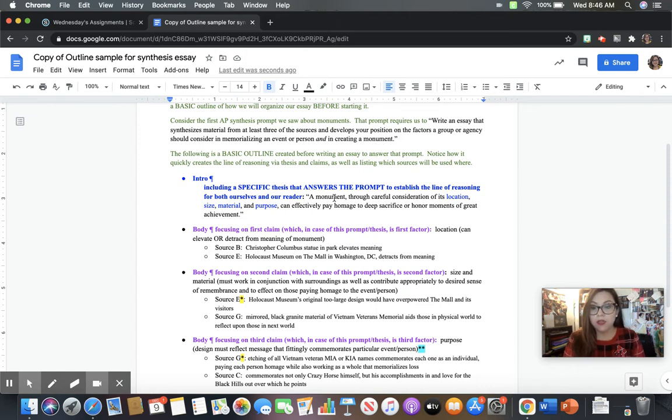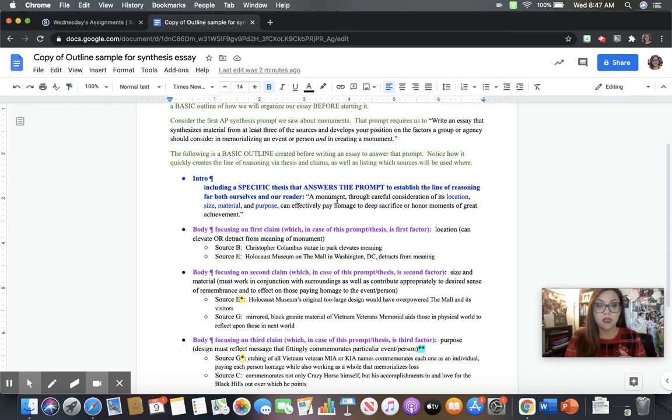The only thing I would change, because this is a basic outline, is that once I sit down to write the essay, it's not just monuments, it's also memorials, right? So I might say monuments and memorials, through careful, whatever. That way I'm making sure I'm answering both questions, but ultimately it's still defensible because I've included the factors: location, size, material, and purpose. And I would have to be able to reference all 4 of those factors in my body paragraphs.